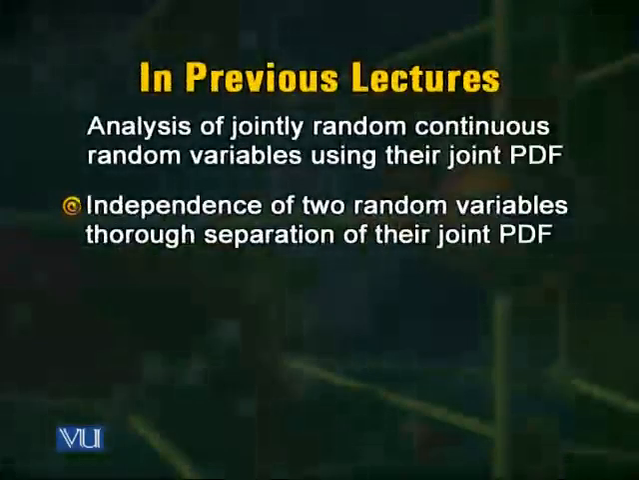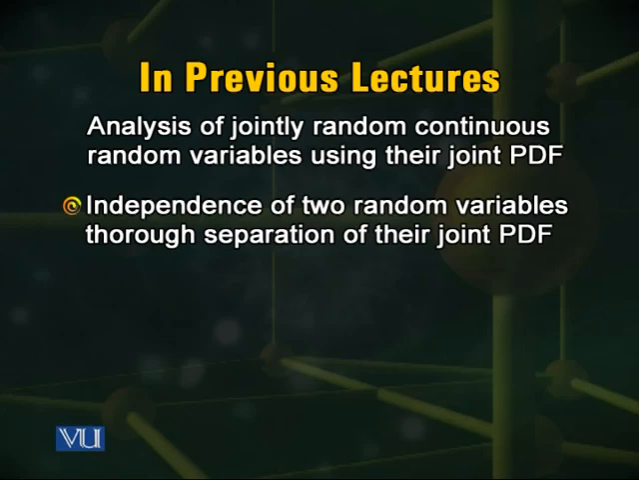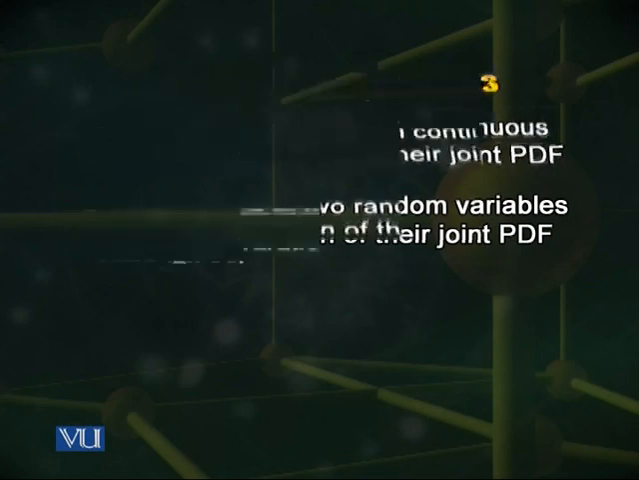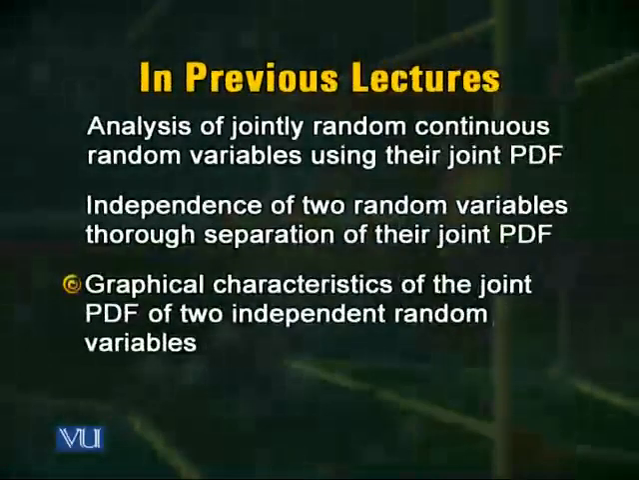The two random variables involved, if they are independent of each other, if they assume their values independent of each other, then this joint PDF, which is a function of two variables x and y, can be separated into two functions where one function has only x as its parameter and the other function has only y as its parameter. The joint PDF of two independent random variables has some nice graphic properties that we started to explore in the last lecture.